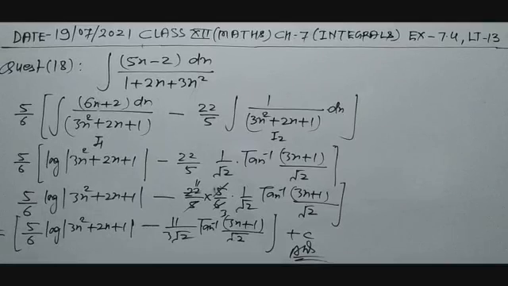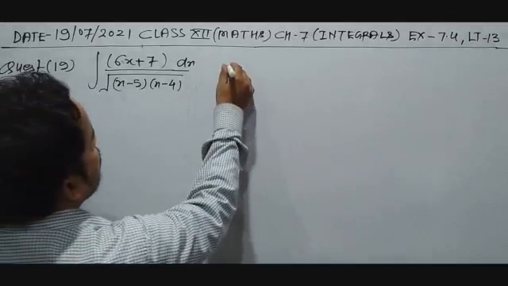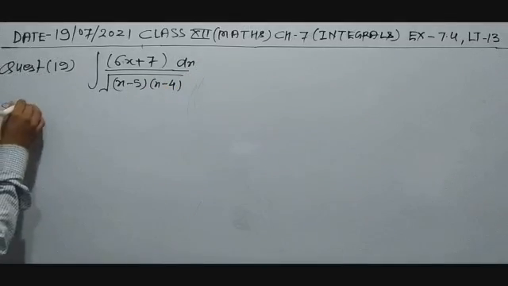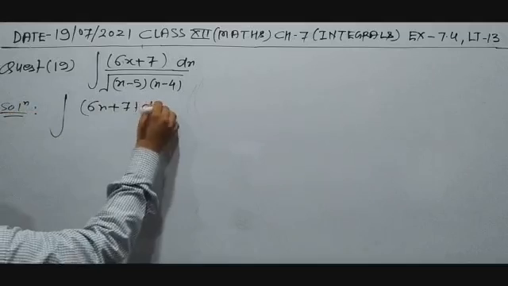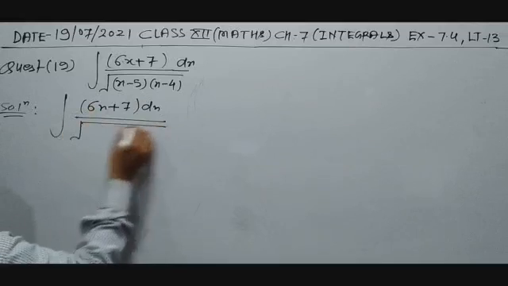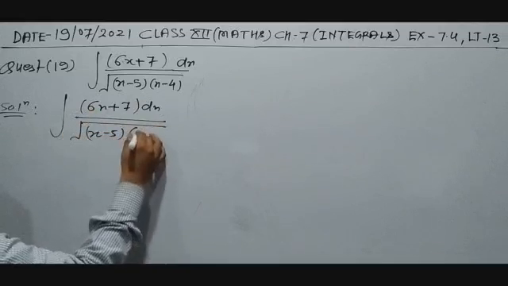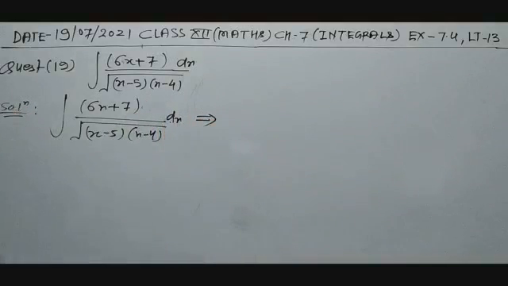Now come to the next question. The next question is question number 19. Question number 19 is the integral of (6x + 7) upon the square root of (x - 5)(x - 4). So first of all, write the steps which I have to integrate: (6x + 7) dx upon (x - 5)(x - 4). Now what do we have to do?